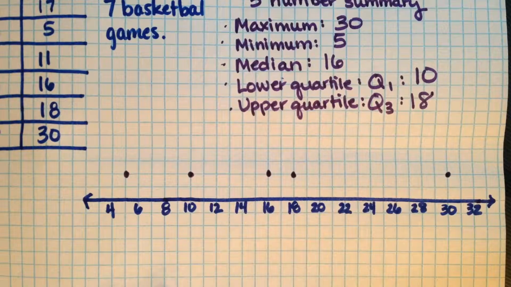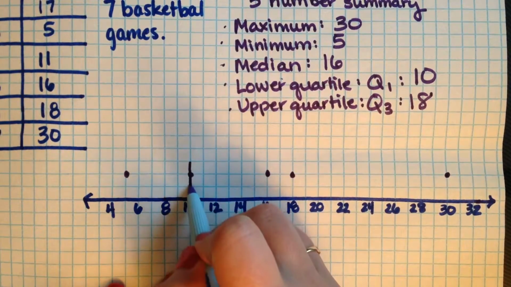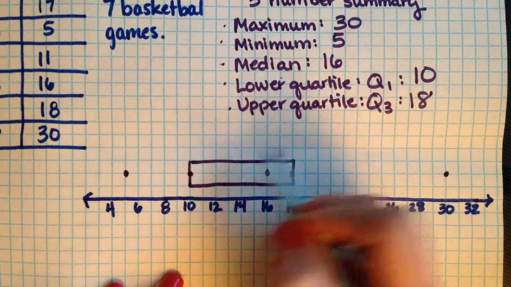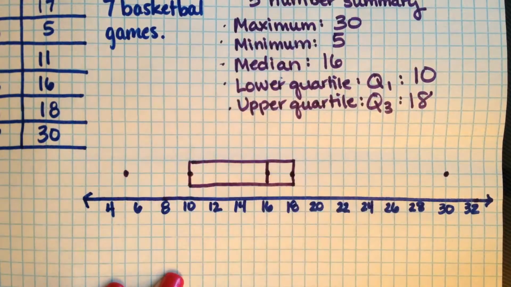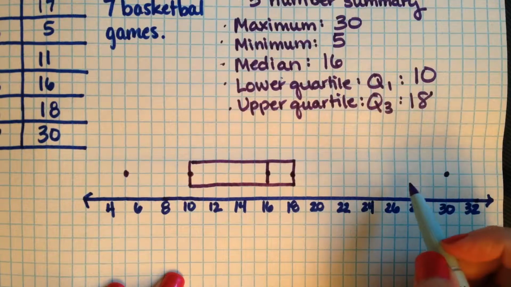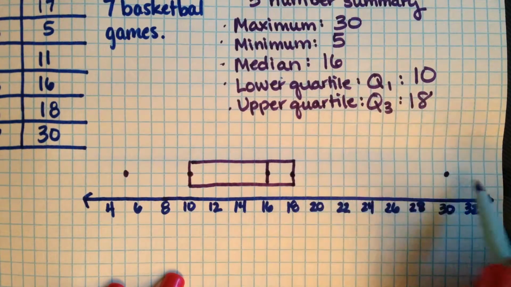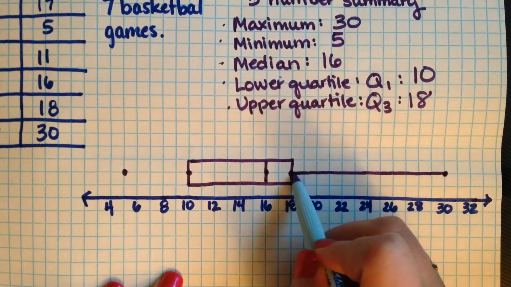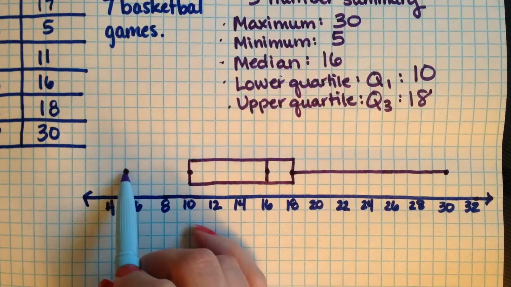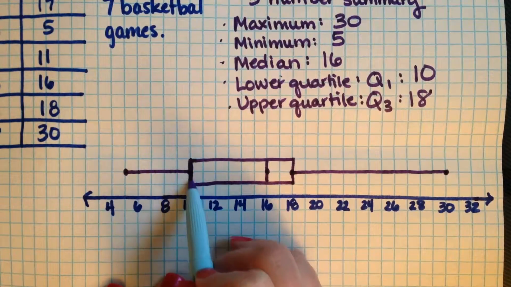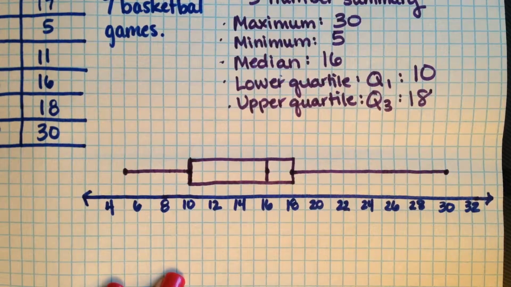Construct a rectangular box around the median using the quartiles as the edges. And draw a line connecting the median to the box. Now to create the whiskers, you need to connect the maximum to the box by connecting it to the upper quartile, and the minimum to the box on the other side, connecting it to the lower quartile.